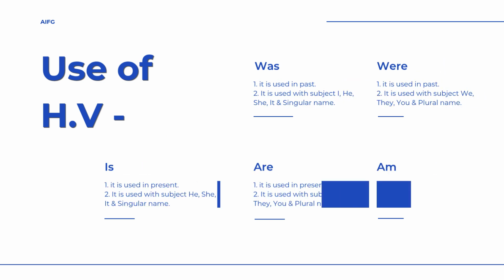Let's know the use of helping verbs. Is, are and am are used for present; was and were are used for past. Is will be used with he, she, it and singular subjects. Are will be used with we, they, you and plural subjects. Am will be used with just the subject I. Was will be used with I, he, she, it and singular subjects. Were will be used with we, they, you and plural subjects.